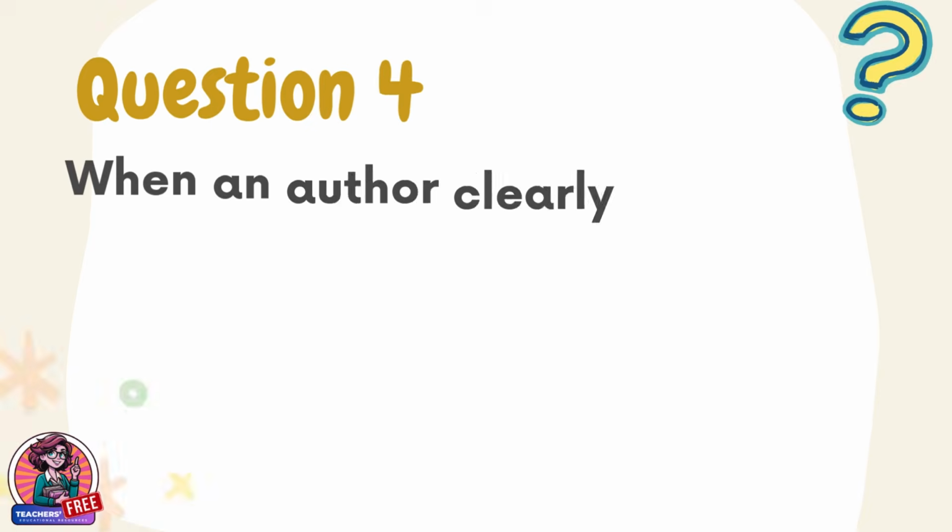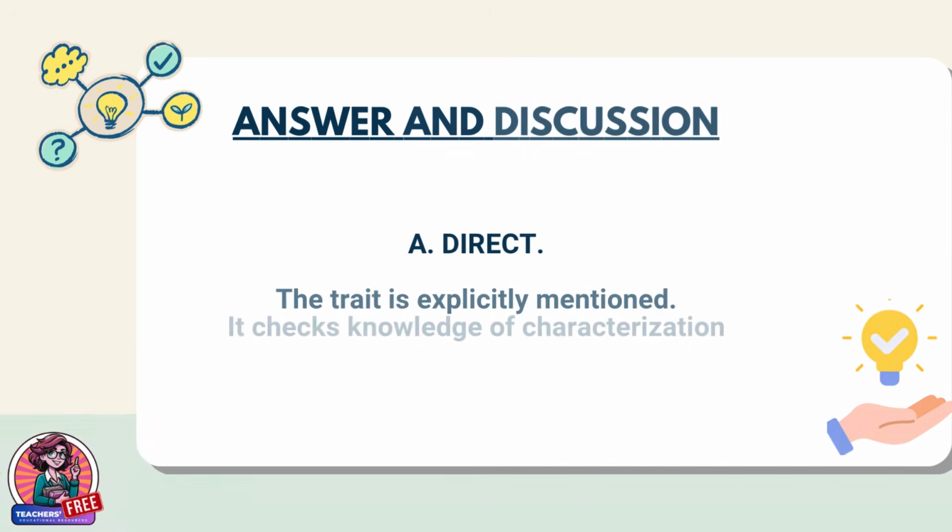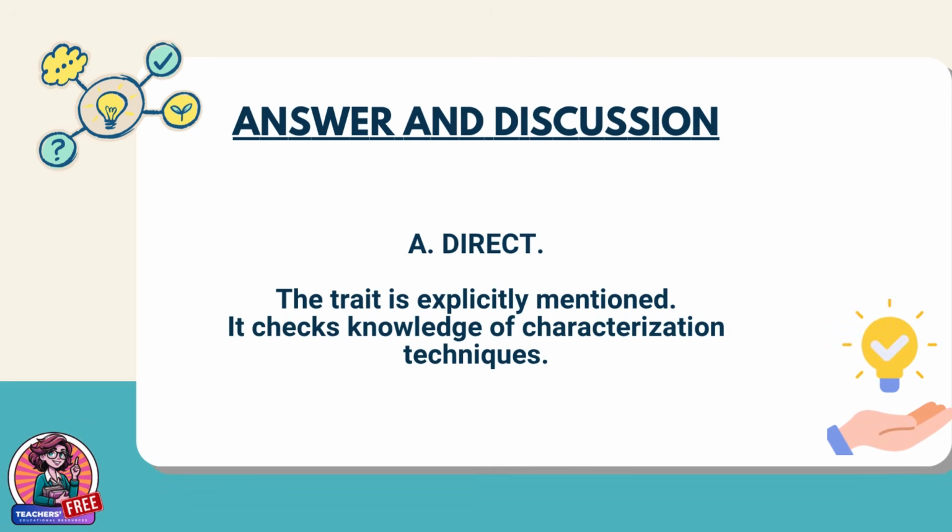Question 4. When an author clearly states she was brave, the technique used is characterization of what type? A. Direct. B. Indirect. C. Symbolic. Answer. A. Direct. The trait is explicitly mentioned. It checks knowledge of characterization techniques.